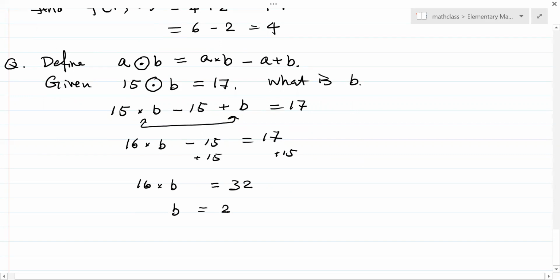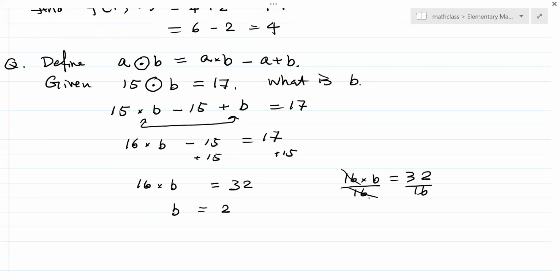But how do we get that? You can do the following. 16 times B equals 32. What I'm going to do is divide 16 on both sides. So this same 16 cancels out, and 32 divided by 16 can be simplified to 2, because 32 divided by 16 is 2. Okay.